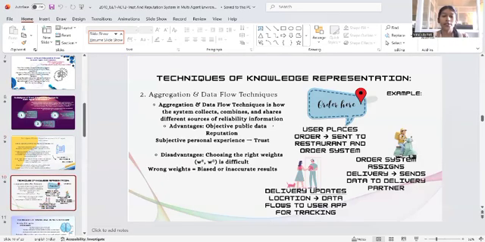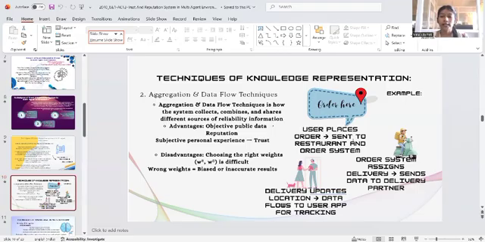Second type of technique, aggregation and data flow techniques. In that technique, aggregation and data flow is how the system collects, combines, and shares different sources of reliability information. This technique's advantage: objective public data reputation.